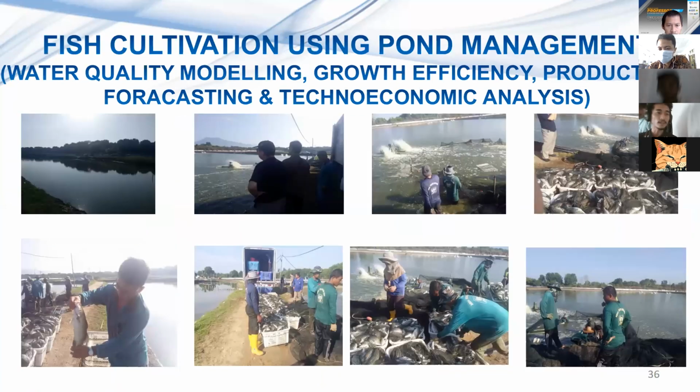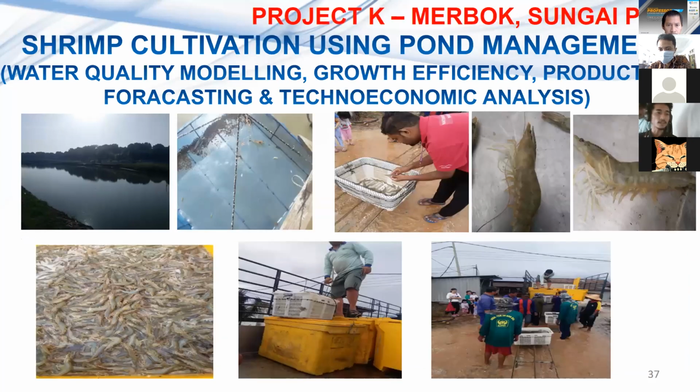And this is another project also in aquaculture. So in aquaculture, what we do is also use artificial intelligence and forecasting using our own database to predict water quality modeling and growth efficiency forecasting for barramundi, for tilapia, and also for cod. Okay, and we are also doing it for vannamei. So this is for vannamei.